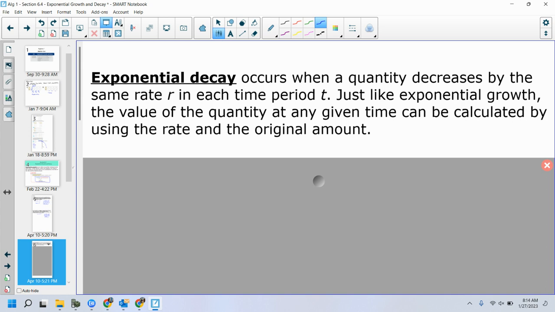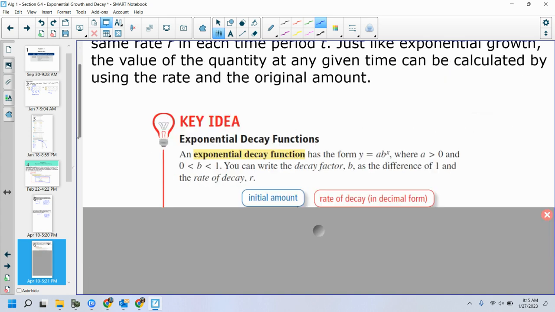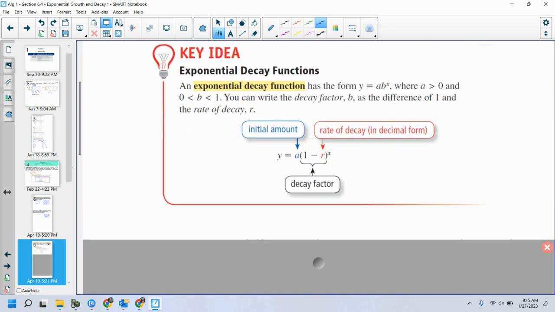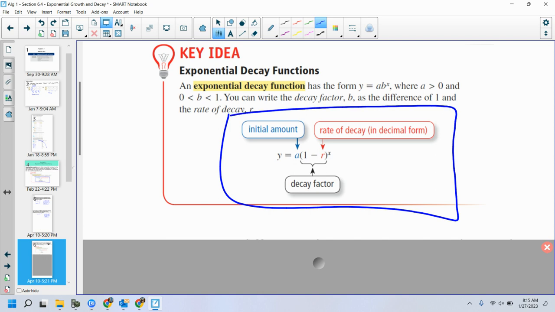So what happens if something's exponentially decaying? What happens if we're exponentially decaying? Well, it occurs when a quantity is decreasing, right? Decay means to decrease by the rate each time period. Just like exponential growth, the value of the quantity at any given time can be modeled by this situation. Go ahead and box, circle, do whatever you need to do to this equation. But the thing is, if you memorize the exponential growth formula, you've basically already memorized the exponential decay formula.